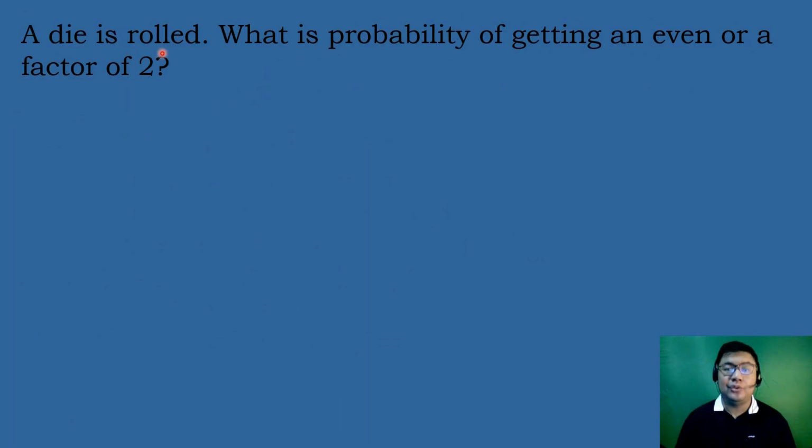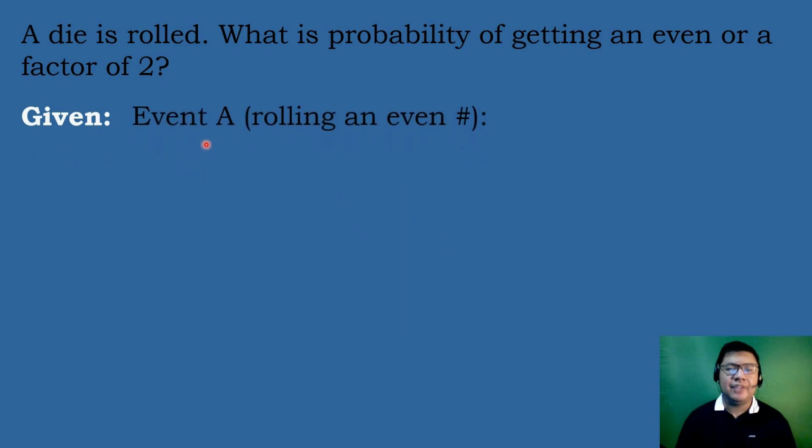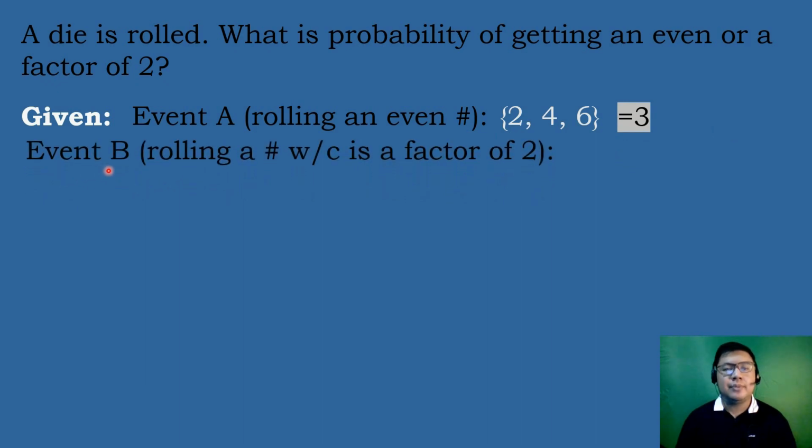A die is rolled. What is the probability of getting an even number or a factor of 2? Let's identify the given. Event outcomes of A, which is rolling an even number, are the numbers 2, 4, and 6. So the event outcomes of A is equal to 3. And then event outcomes of B, which is rolling a number which is a factor of 2. What are the factors of 2? So that is also 2, 4, and 6, which is also equal to 3.